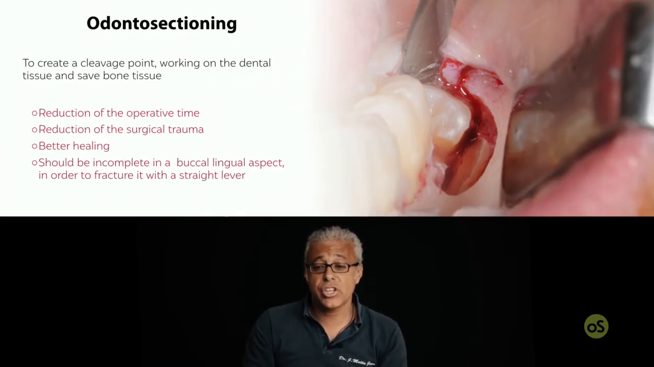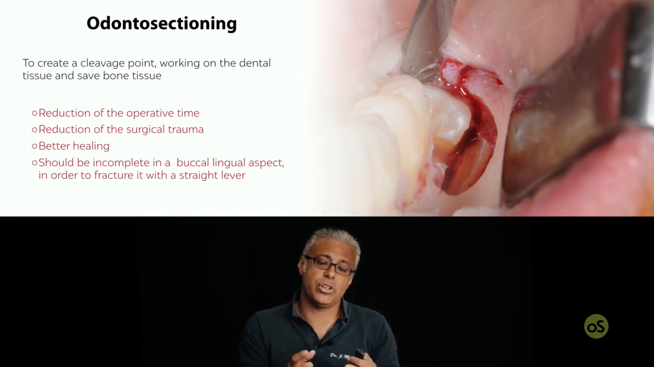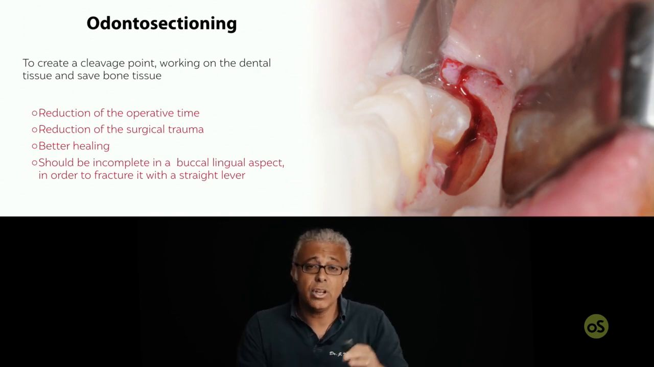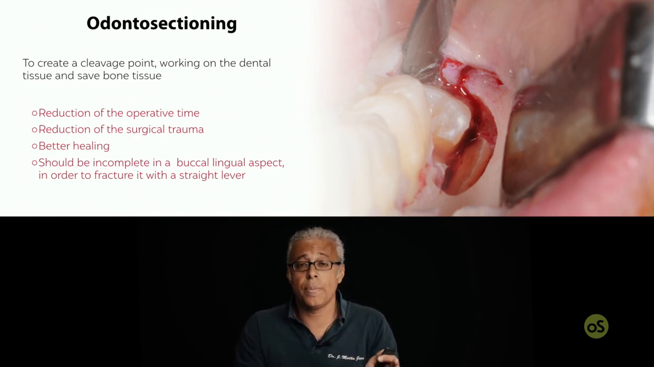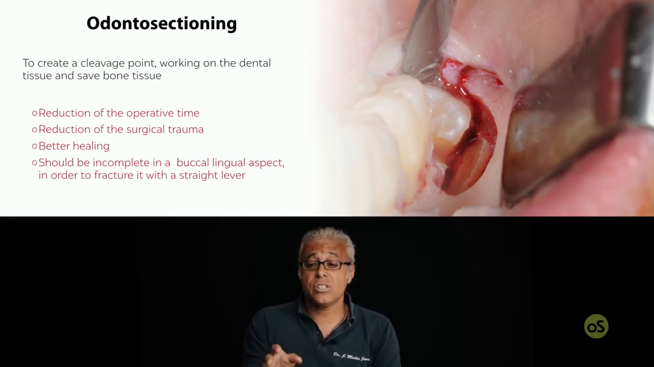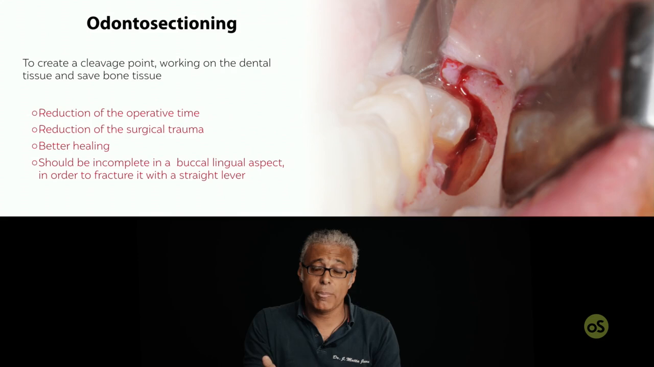And the odontosectioning is used to reduce the friction of the tooth on the bony aspect. So we are going to make different odontosections, different cuttings of the tooth, to reduce also the force that we have to apply to remove the tooth. And it is very important that odontosection is used to reduce the operative time and the surgical trauma, because we cut the tooth and we reduce the bone that we have to remove.